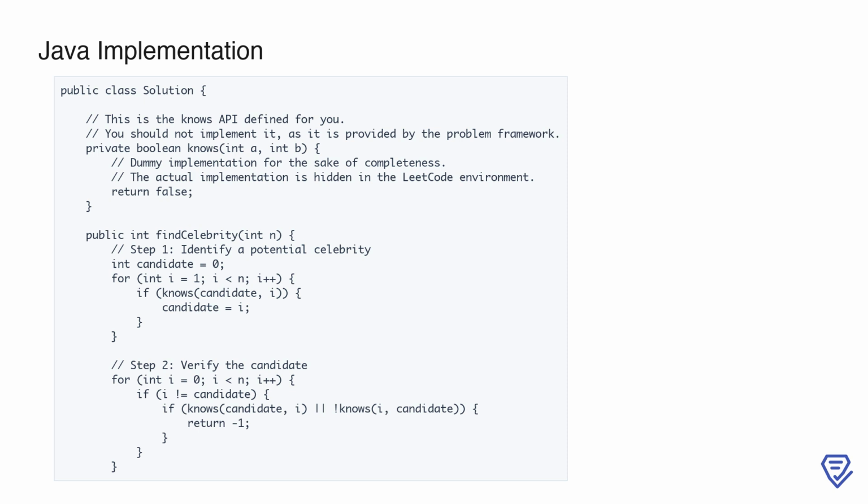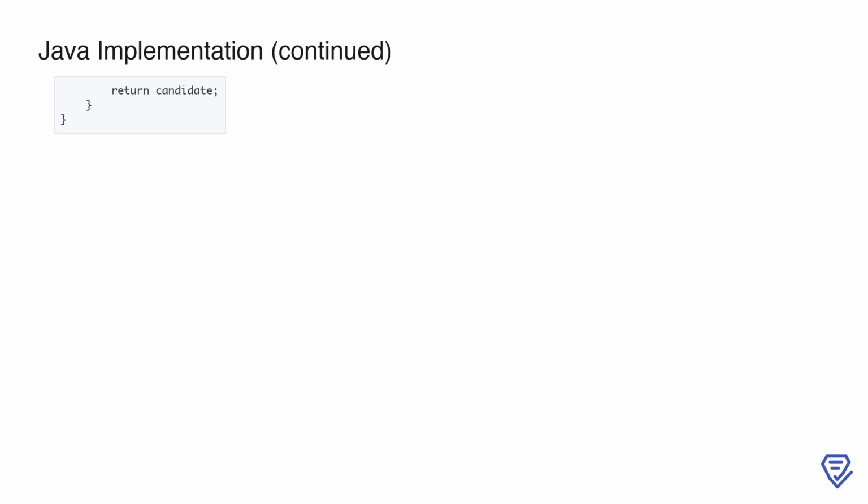The second step is to verify this candidate. We loop through all people again, checking two conditions: if the candidate knows anyone, or if there's anyone who doesn't know the candidate. If either condition fails, we return -1, indicating there is no celebrity. Finally, if the candidate passes all verification checks, we return the candidate as the celebrity.